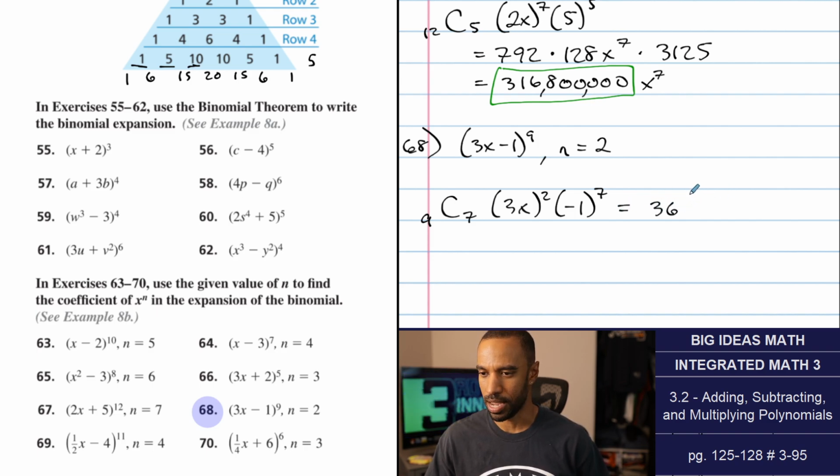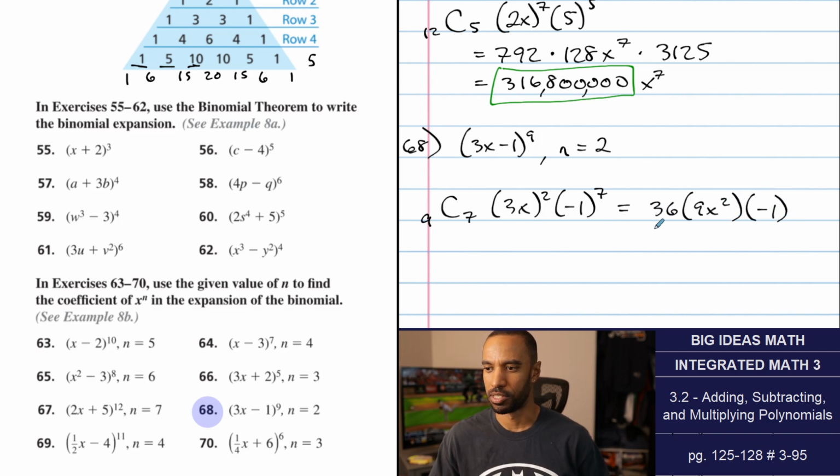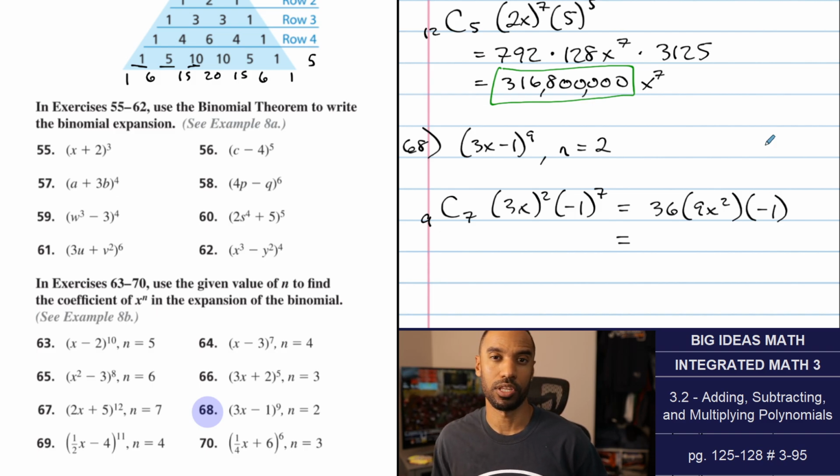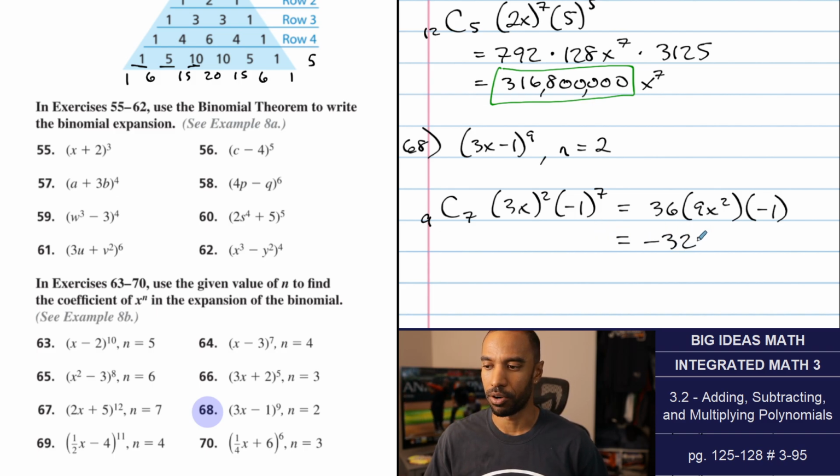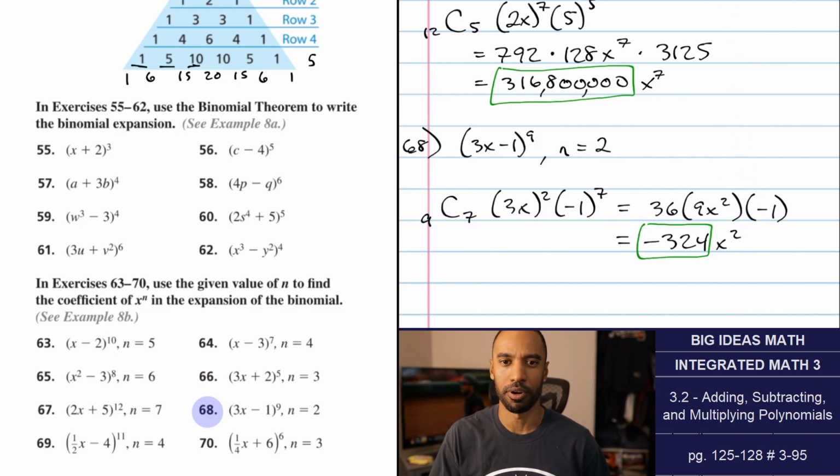36 times 3x, that's 9x squared. And negative 1 to the 7th is negative 1. 36 times 9 is 324. So negative 324 x squared. Much smaller number than the previous one. Feeling much better about that. All right. And then number 69, we have a 1/2 on this one.